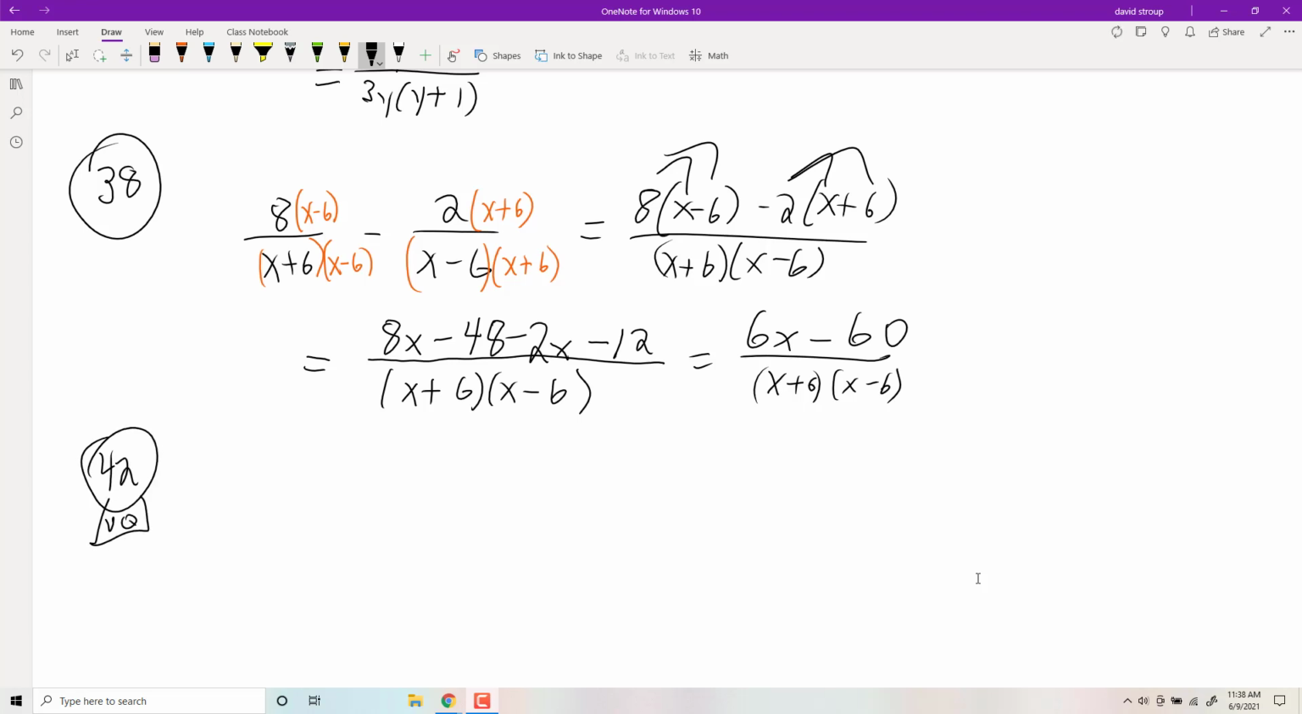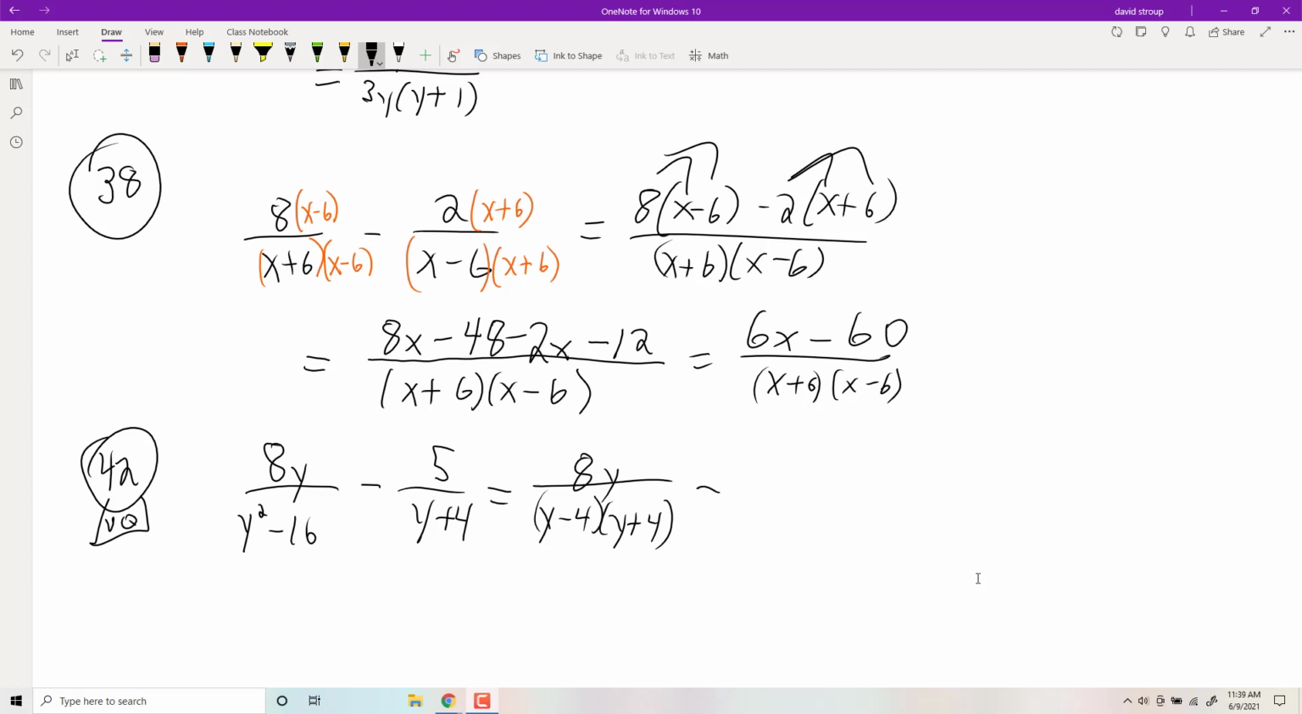Okay, 42. 42 is a video quiz. So you have an 8y over y squared. This is the video quiz question. So I have 8y over y squared minus 16, and then minus 5 all over y plus 4. The first denominator is a difference of squares, so 8y over y minus 4, y plus 4. The second guy's already factored, so I can just leave that alone and write it as is.